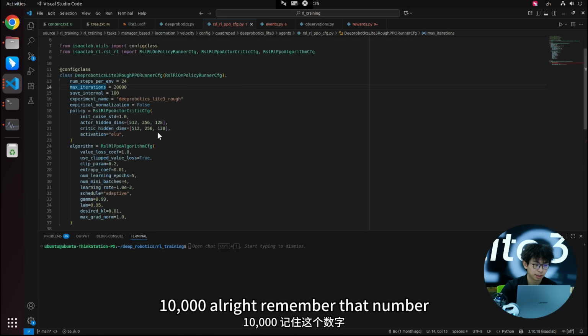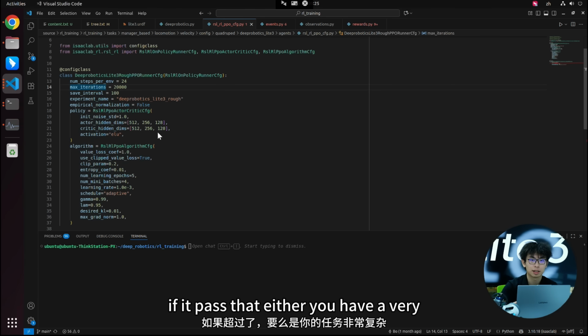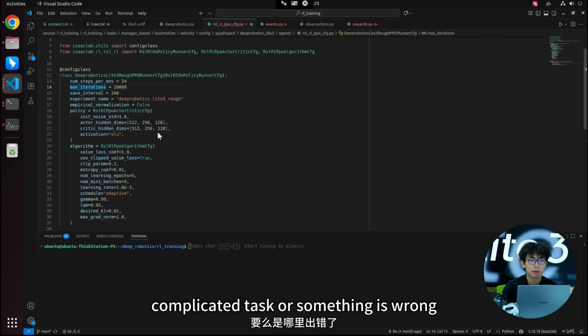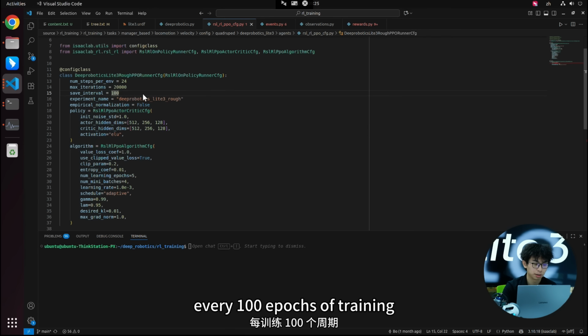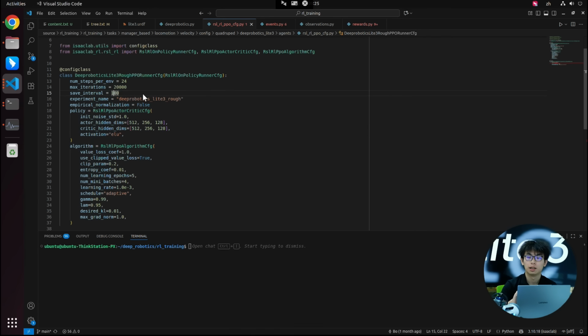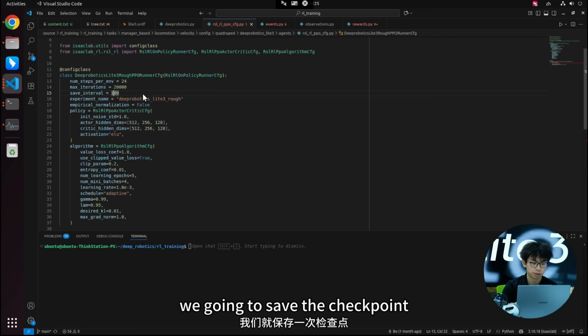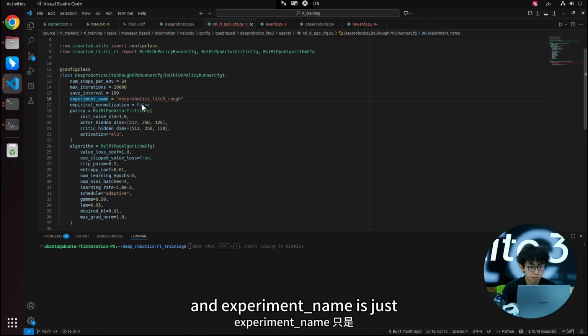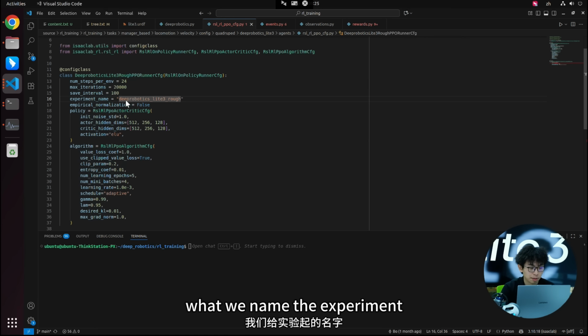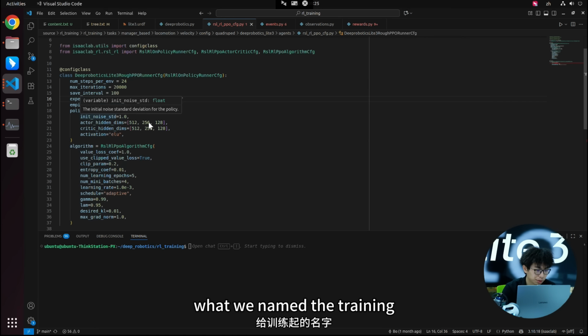10,000. All right, remember that number. If it passed that, either you have a very complicated task or something's wrong. The safe interval we set to 100 here, so for every 100 epochs of training, we're going to save a checkpoint, just in case you want to check how the performance will be during the training. And the experiment name is just what we name the experiment, what we name the training.